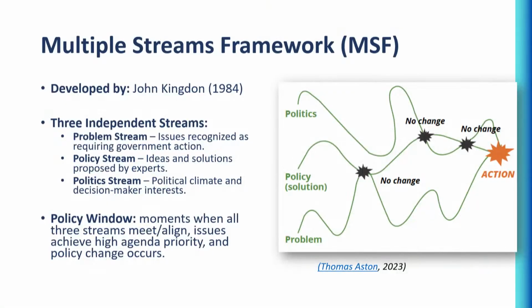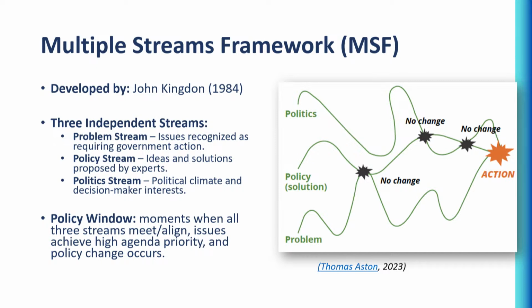One of my favorite models is Kingdon's multiple streams model. He nicely talks about the 3 streams. He says there is a problem stream flowing, then there is a policy solution stream also flowing, and then there is a politics stream. Unless they all come to a window, unless they all strike each other, there is no scope of policy formulation.